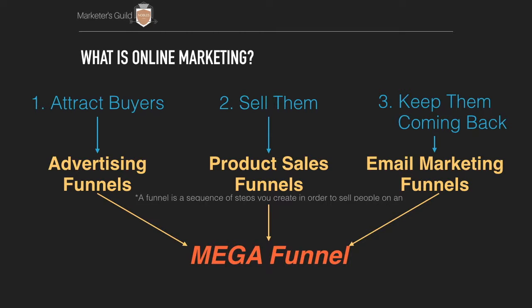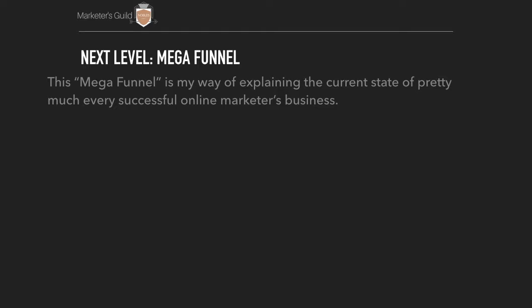Typos. But okay, so basically what we're going to be talking about today is how to combine all of these funnels together, all of the different aspects of online marketing together, to create what I call a mega funnel. This is basically just getting buyers to your product, selling them, and keeping them buying, all on autopilot. And that, in some way, shape, or form, is basically just the current state of pretty much every successful online marketer's business, right?